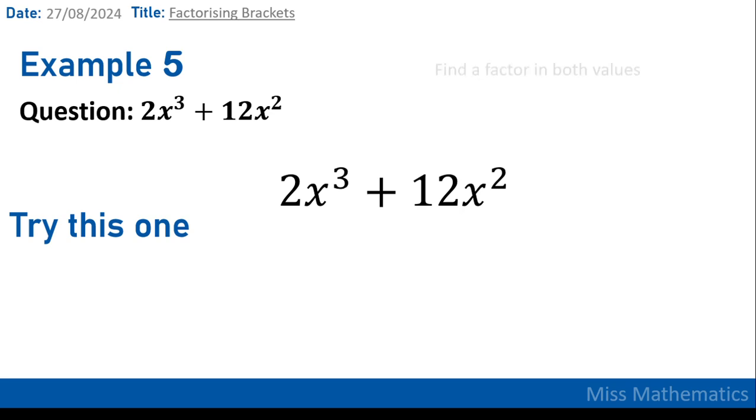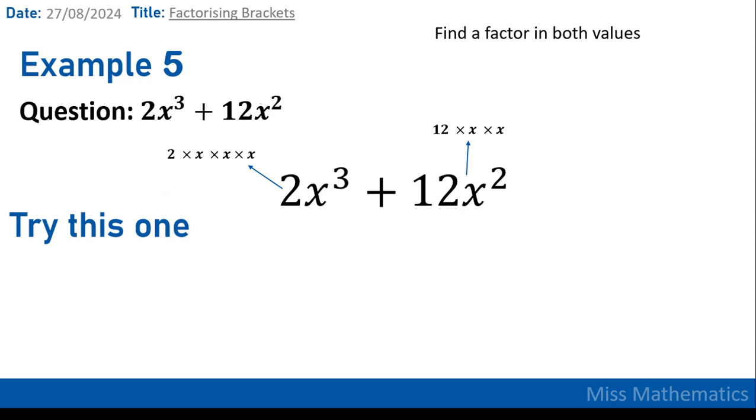So again here we follow the same method. We find a factor which is in both values, the highest common factor. So 2x cubed and 12x squared. 12x squared is 12 times x times x, and 2x cubed is 2 times x times x times x, 3 times. So here we have x times x, which is found in both of them. So therefore we put 2x squared outside the brackets, because there's a 2 in 2x cubed and there's also a 2 in 12x squared if you times it by 6.